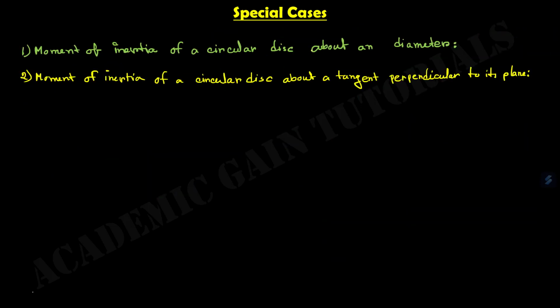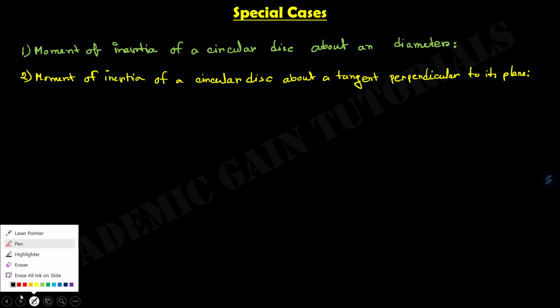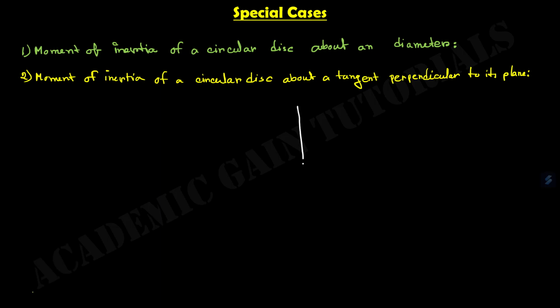Now we'll see a special case where we have to find the moment of inertia of a circular disc about a diameter, and of a circular disc about a tangent perpendicular to its plane. So what do those two mean? First of all, we have to find the first case.